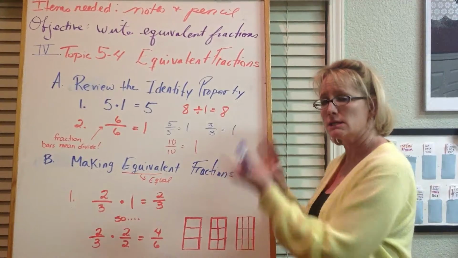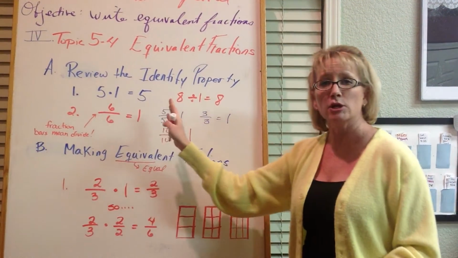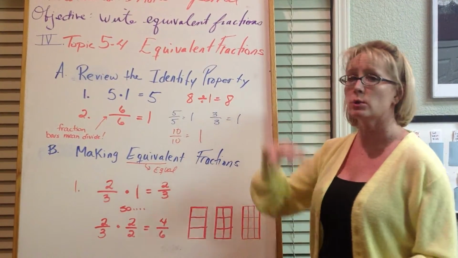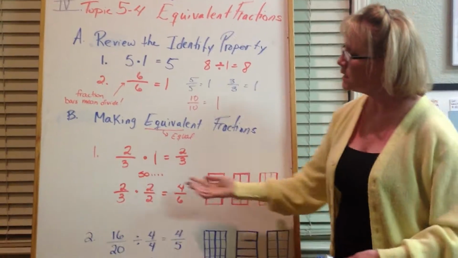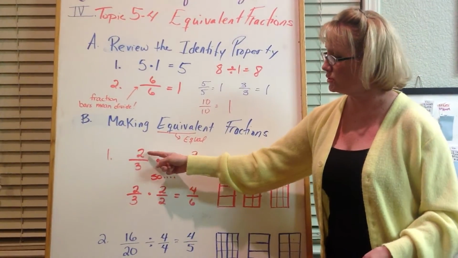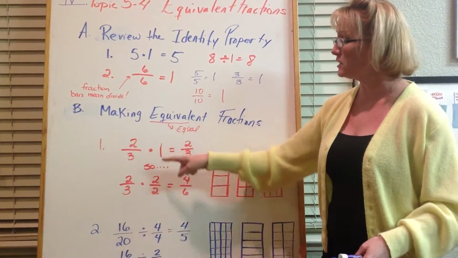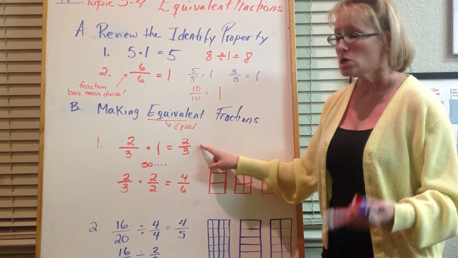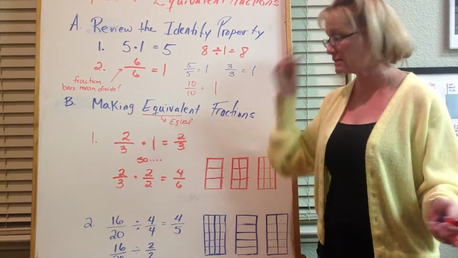So keeping these things in mind, our identity property, and that fractions that have the same numerator and denominator all equal 1, we can make some equivalent fractions. We're going to make some equal fractions. So I have my fraction right here, 2/3, and I'm going to multiply it by 1. And when I multiply it by 1, it is equivalent. It stayed the same. So that means if I multiply any fraction by 1, it should stay the same.